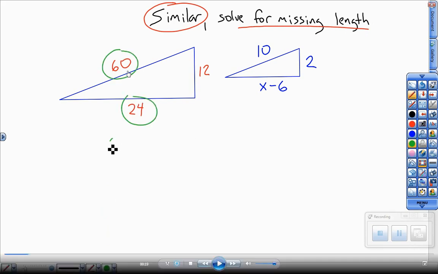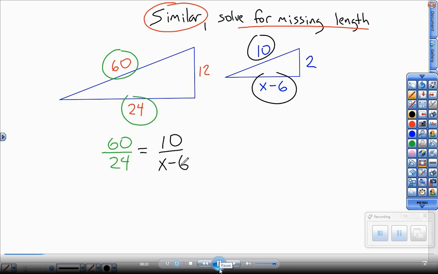So what I mean here, set up a pattern. I'm doing a random 60 over 24. And again, I'm going this big piece over the bottom piece. So I'm going to stay consistent. I'm going to go to the other triangle and continue that same pattern. 10 over 10x minus 6. Stay consistent. You'll always get these right.